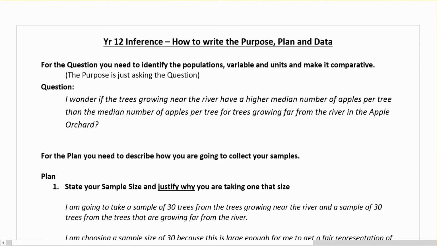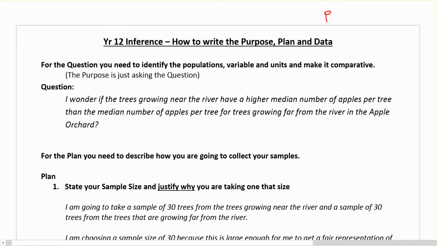Alright, so I'm taking a look at an exemplar that we've written up for the investigation of how many apples, or an apple orchard where we're looking at comparing the number of apples on trees near the river and apples on the trees far away from the river. So most of you should have your own data set from the samples we took in class. But if you don't, you can base it off of this one as well.